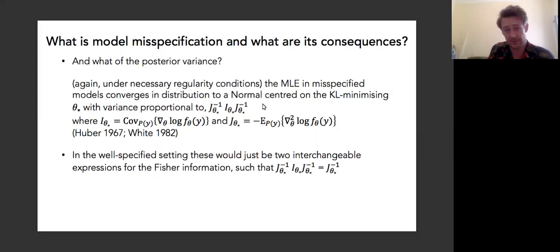And it will have a variance proportional to this term here with these J's and I's. The way that those are defined, the I is the covariance of the gradients of the log likelihood, and the J is defined as the negative expectation of the second derivative of the log likelihood. So if you've seen the formula for Fisher information before, like used in weak lensing, then these should be quite familiar. If not, they may seem somewhat arbitrary. But in the well-specified setting, the I and the J are just two interchangeable expressions for the Fisher information. Actually, it would be kind of weird to even write them differently. And so the model would have the right sort of posterior variance.